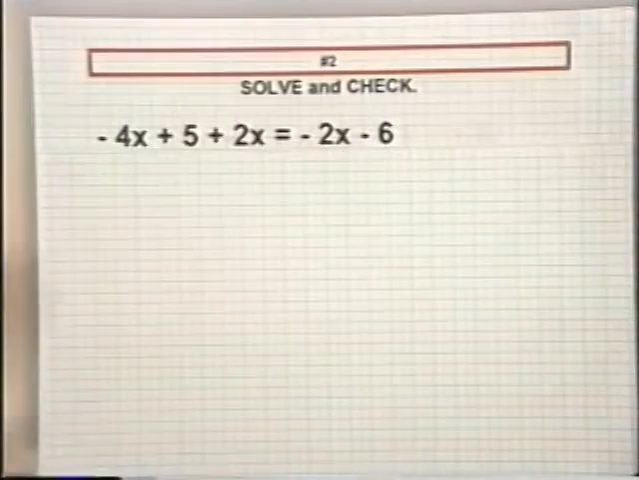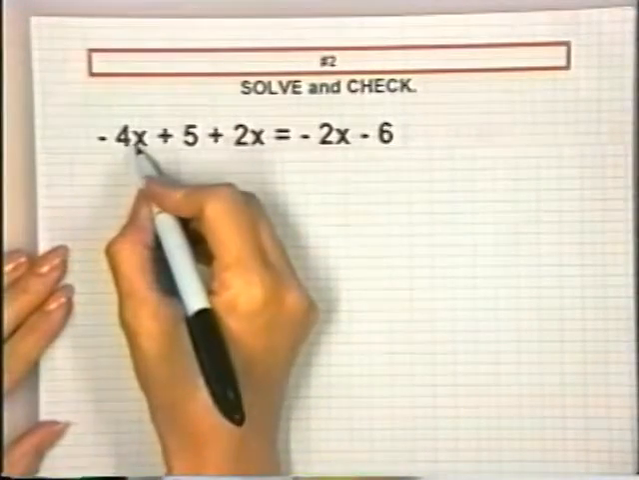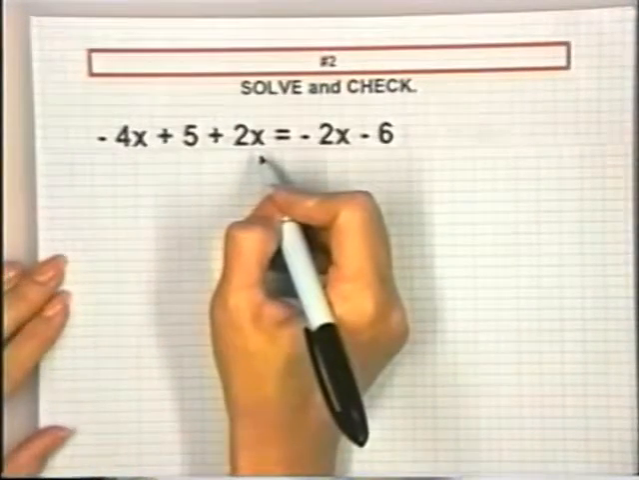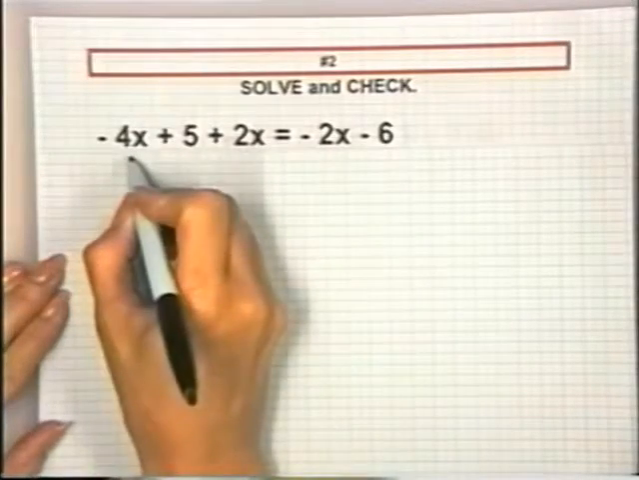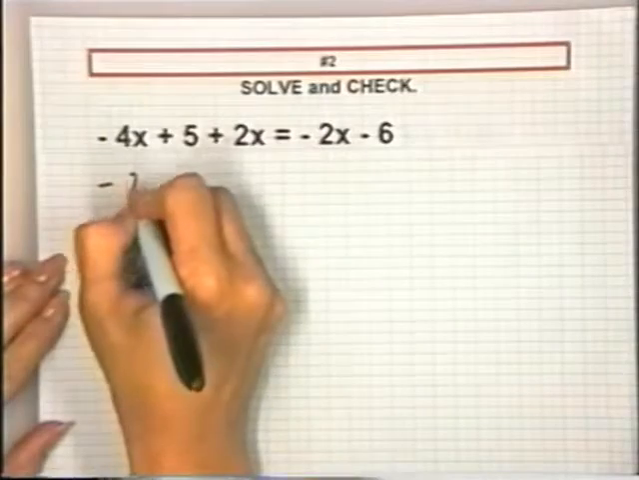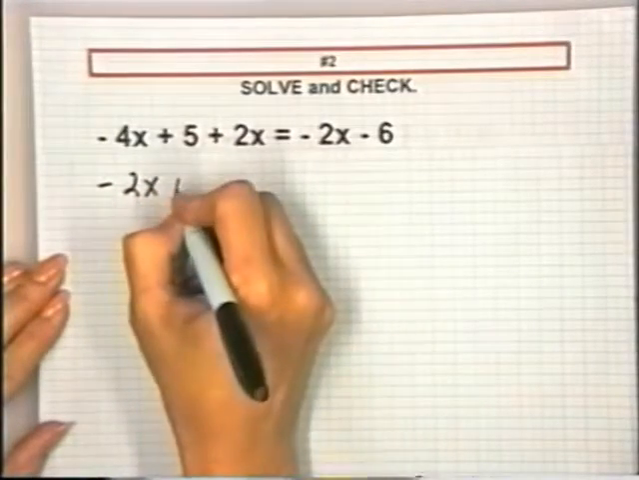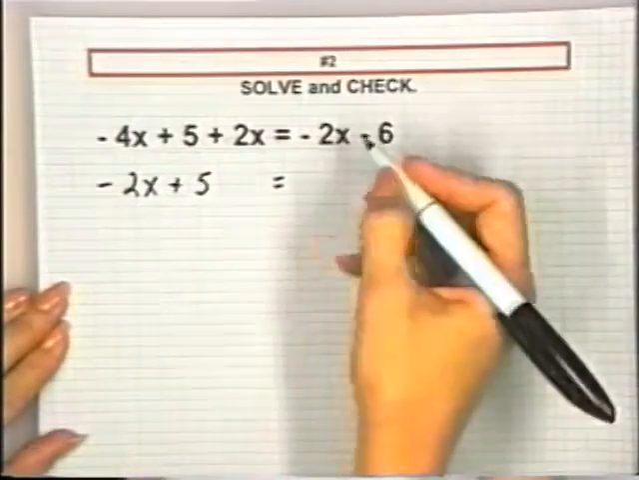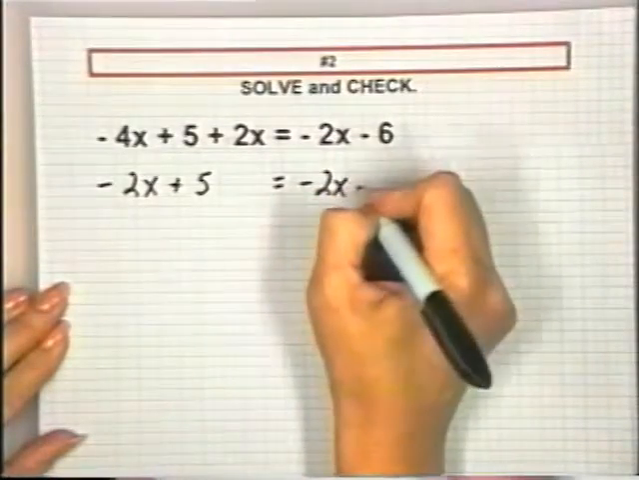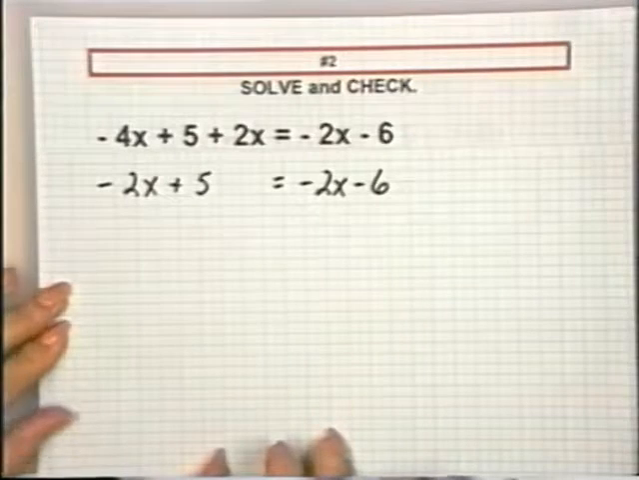On the left side of the equation, the -4x is like the 2x. So I may combine -4x and 2x. -4x plus 2x gives me a -2x. I did nothing with the 5. Equals, on the other side of the equation, I have -2x, subtract 6.